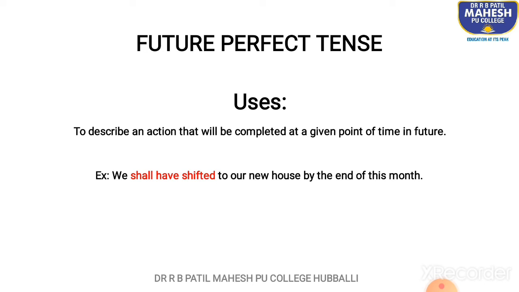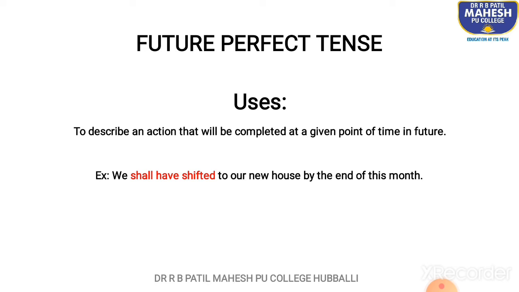Okay, so that is how it goes. We are expecting an action to take place at a given point of time in future. So that is when we use future perfect tense. Because this is future, we use either shall or will. Perfect, that is why we have to use have with it, and the past participle form of the verb. So shall have or will have plus the third form, the past participle form of the verb.